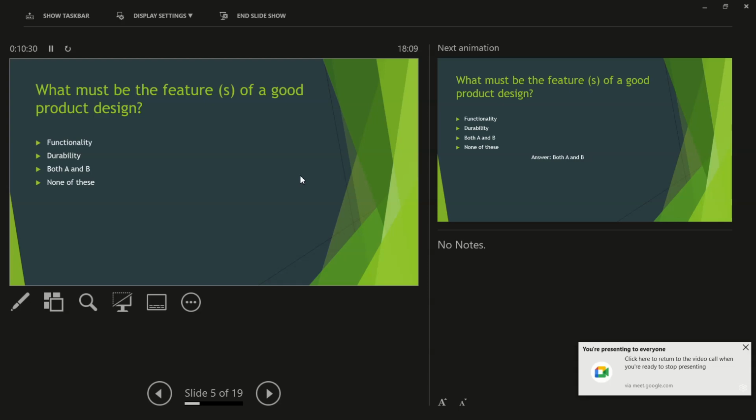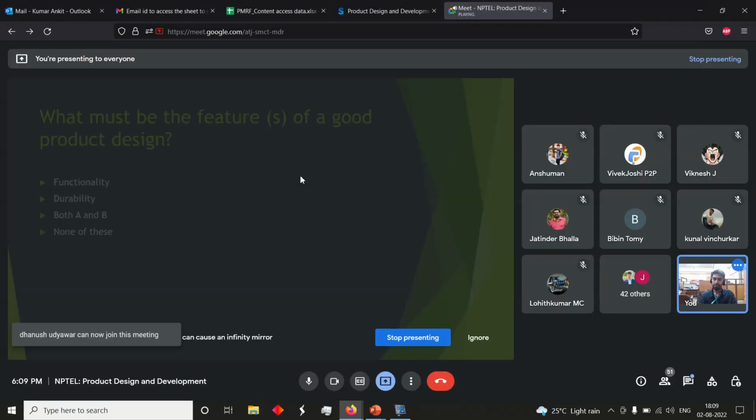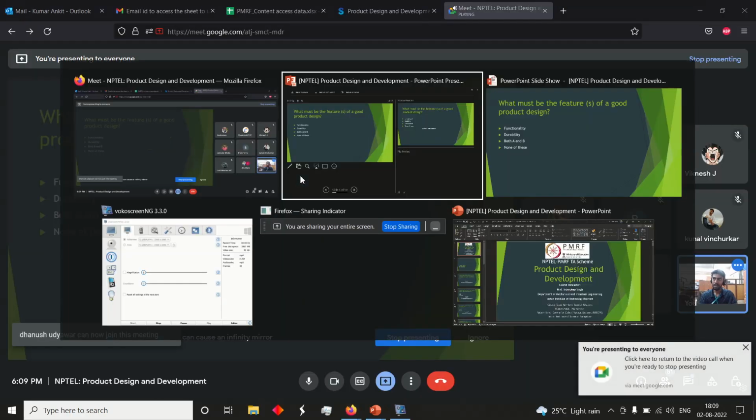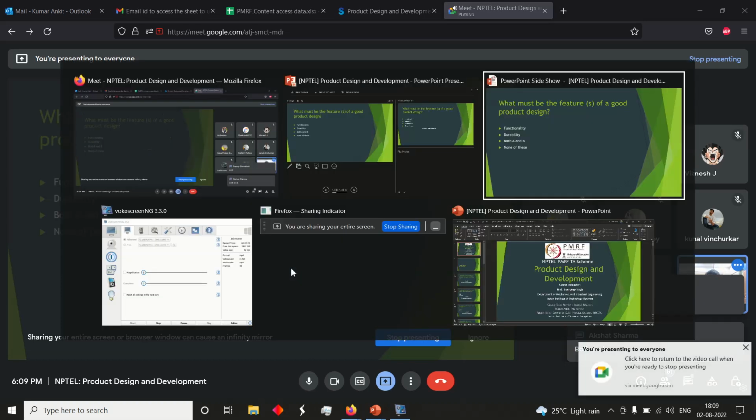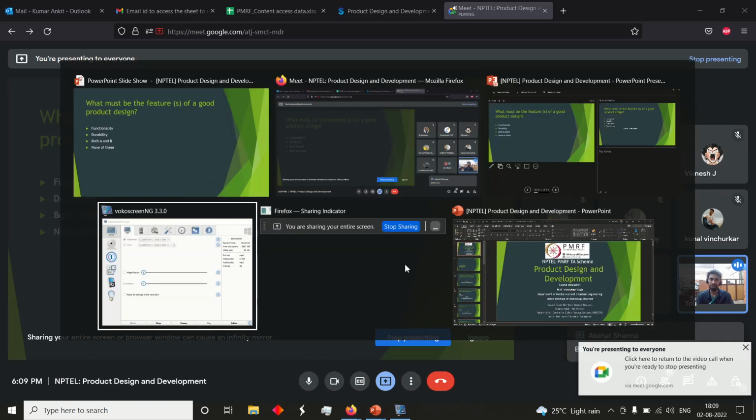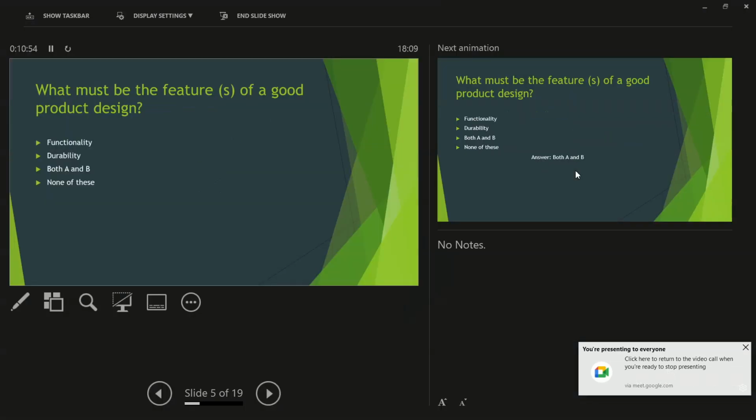Coming on to the next question: what must be the features of a good product design? A, functionality, B, durability, C, both A and B, and D, none of these. It should be both A and B, given that both are the desired attributes of a good product. It should be durable as well as functional.